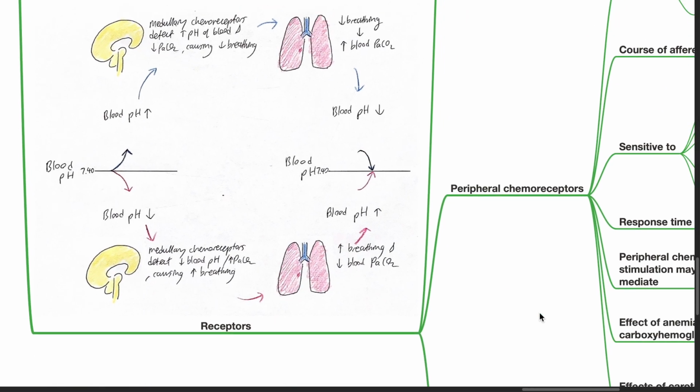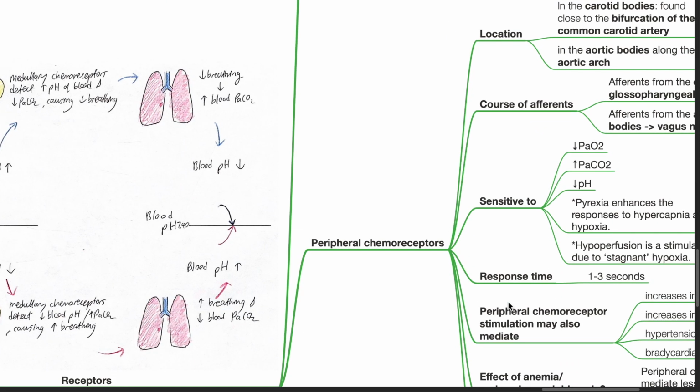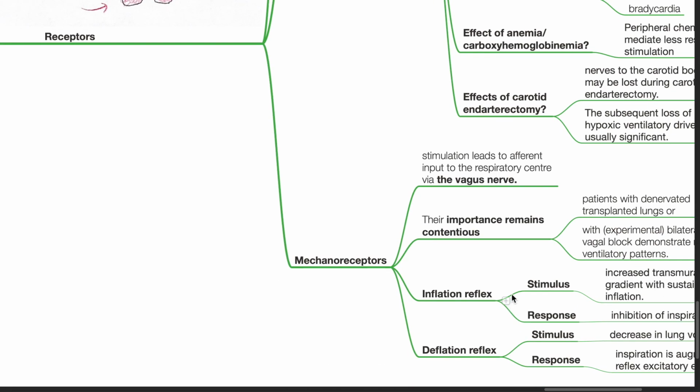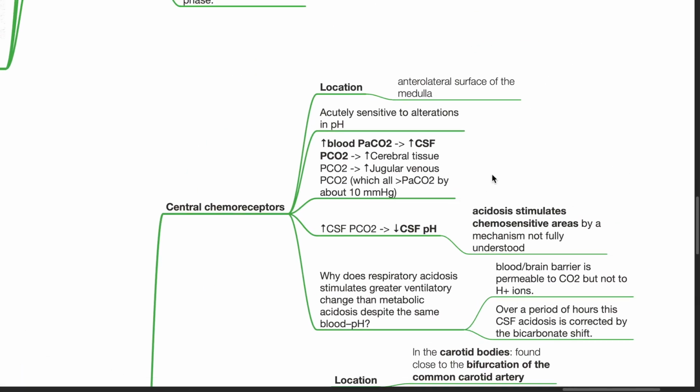Receptors: central chemoreceptors, peripheral chemoreceptors, and mechanoreceptors. The central chemoreceptors are located at the anterolateral surface of the medulla. They are acutely sensitive to alterations in pH. As blood PaCO2 increases, this results in an increase in PCO2 of the CSF, cerebral tissue, and jugular venous blood.